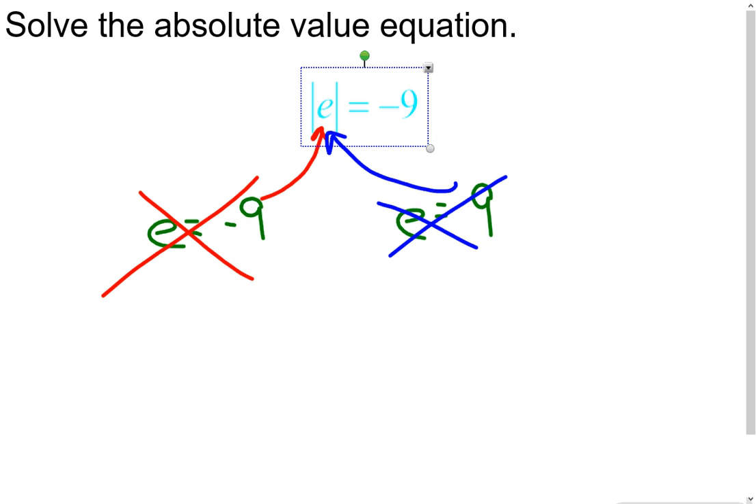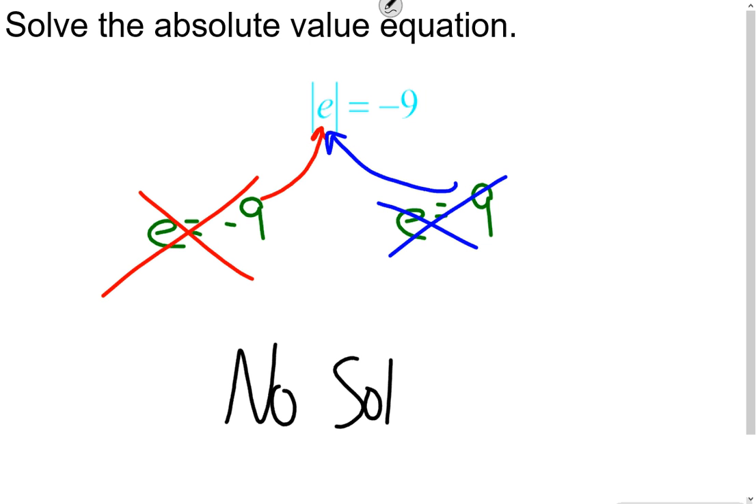Because I'm going to come back to this original equation. Now notice what it's saying. It's saying the absolute value of e, so some number is -9 units away from 0. Well, is it possible to be a negative distance away from something? No. So from the get-go, this equation really doesn't make any sense. And if you see that, you can just instantly write no solution, because it does not have a solution. All right?